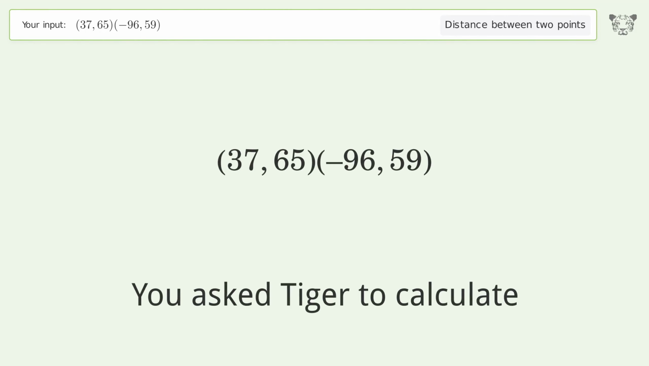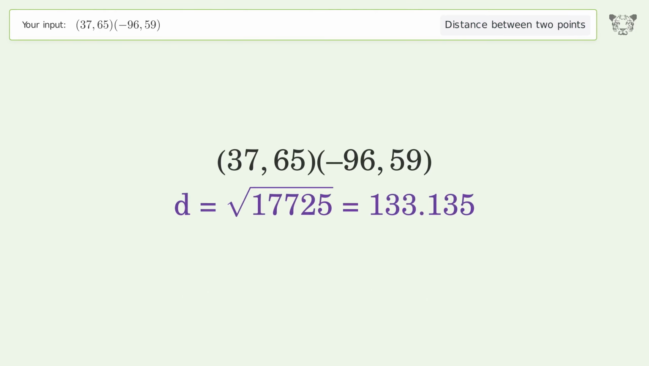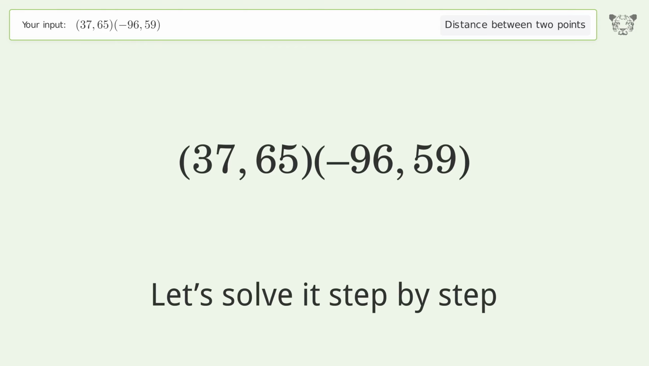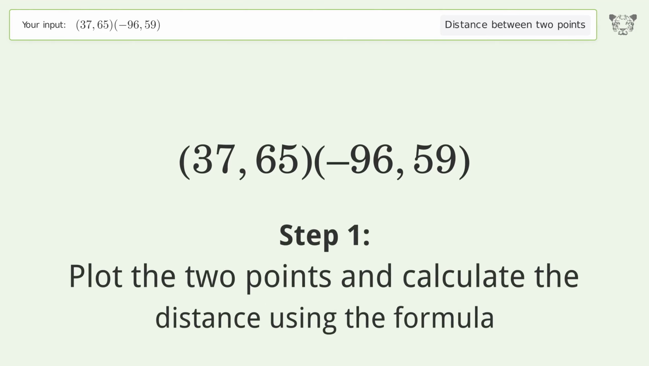You ask Tiger to calculate. This deals with the distance between 2 points. The distance between the 2 points is the square root of 17,725, or 133.135. Let's solve it step by step. Plot the 2 points and calculate the distance using the formula.